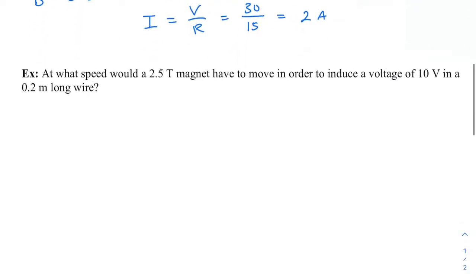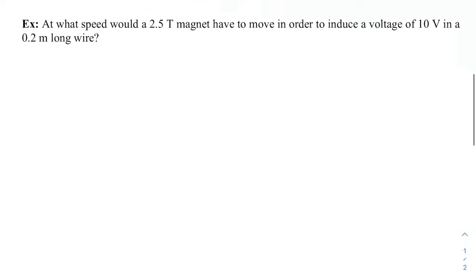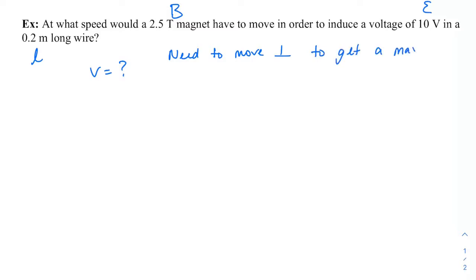Okay, and then just one more example. At what speed would a 2.5 Tesla magnet have to move in order to induce a voltage of 10 volts in a 0.2 meter long wire? That's our length. We're looking for the velocity, and it would need to move perpendicular to get a maximum voltage. That would be part of our answer because it's a velocity, so it wants magnitude and direction.